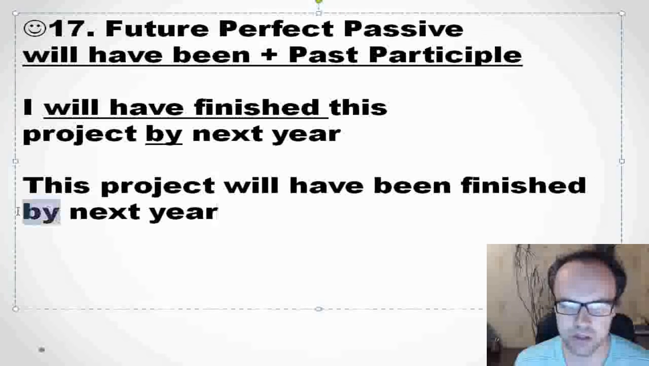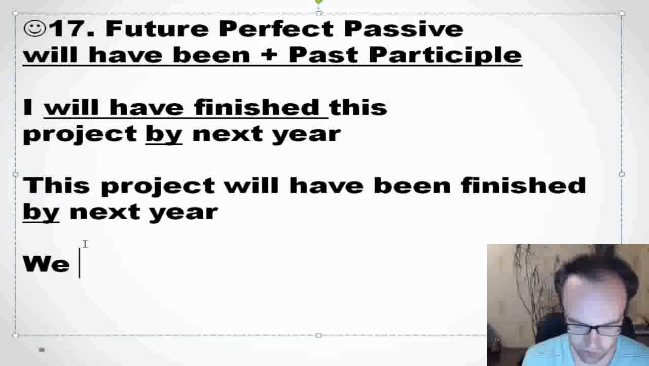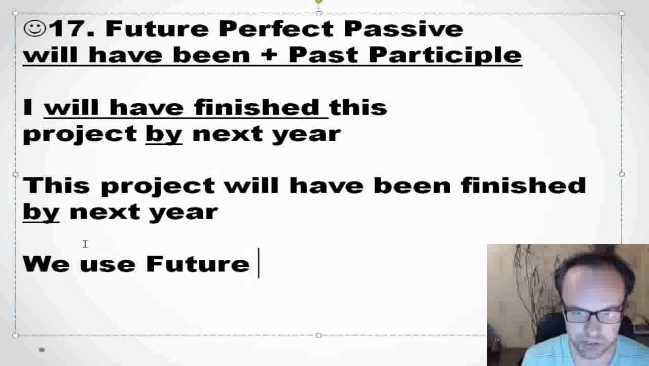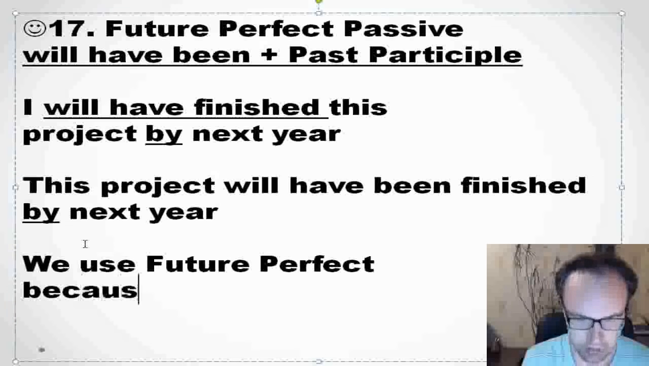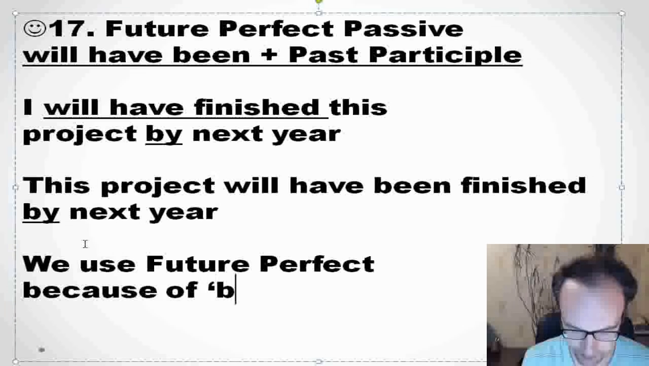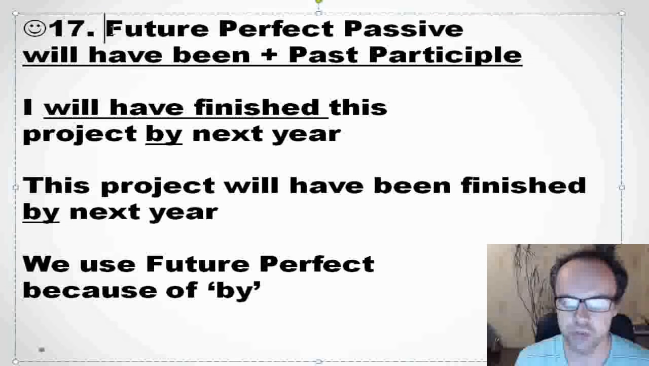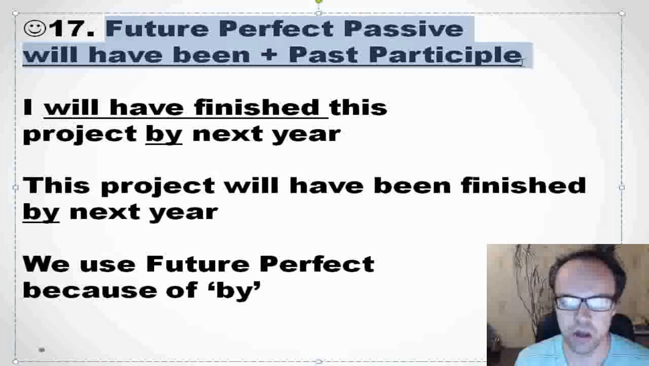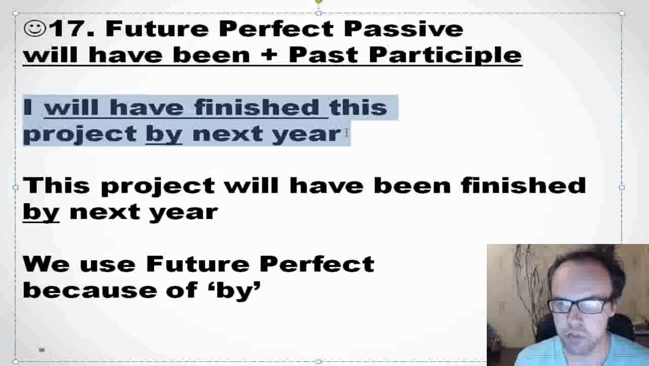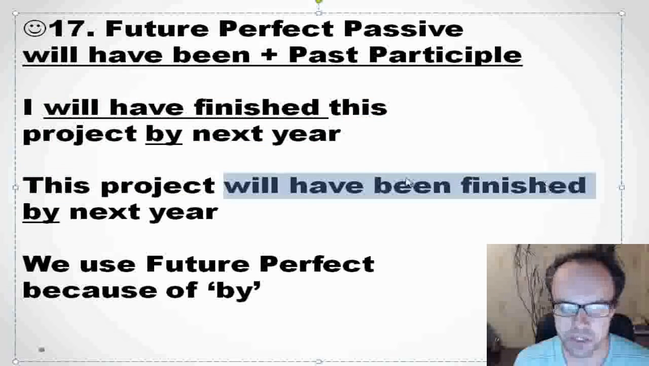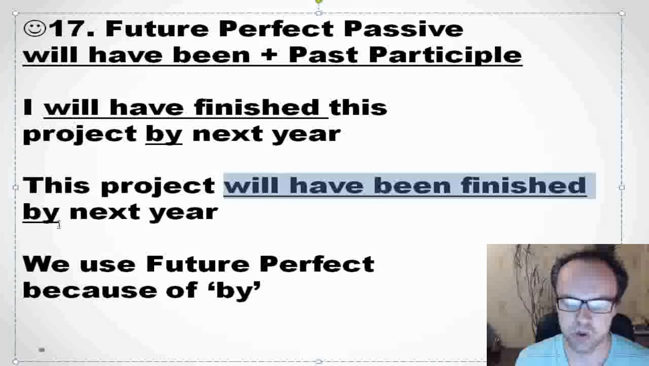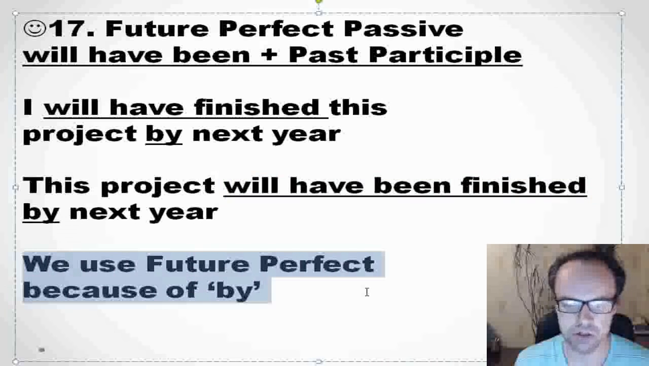So very good. We use future perfect because of "by". So future perfect passive: will have been plus past participle. Look, I will have finished this project by next year, and this project will have been finished by next year. So we use future perfect because of "by".